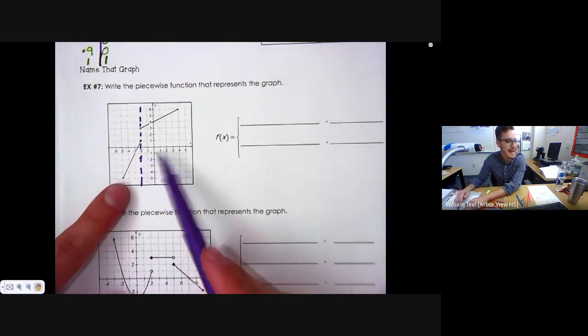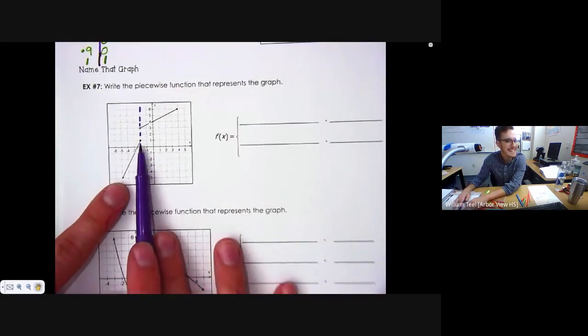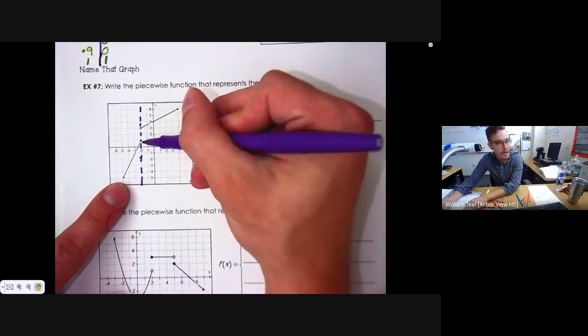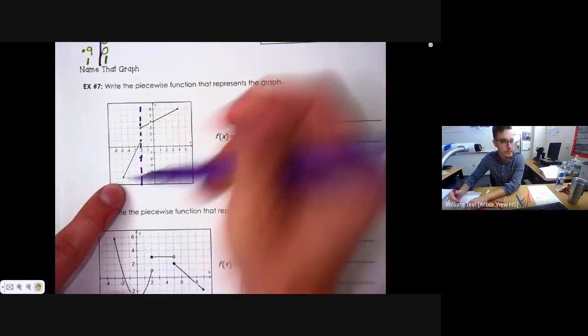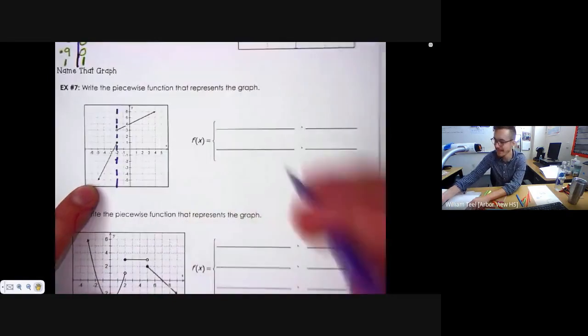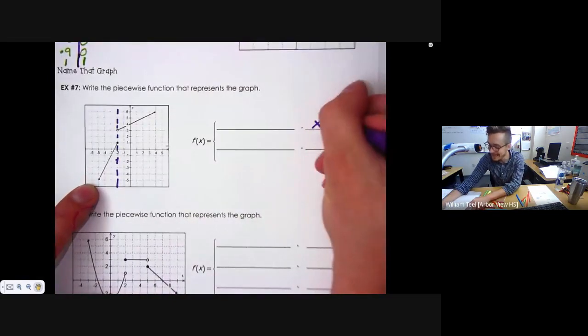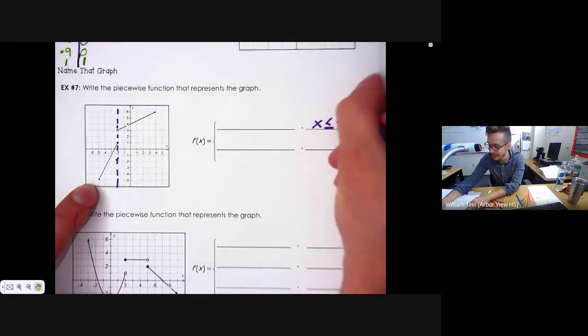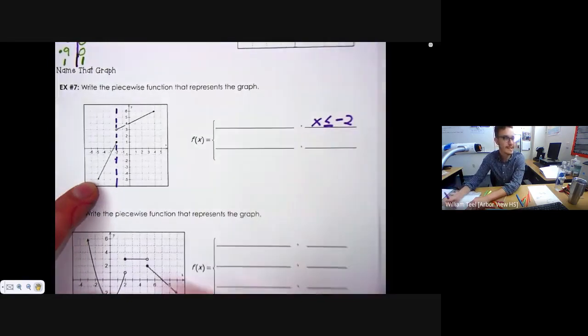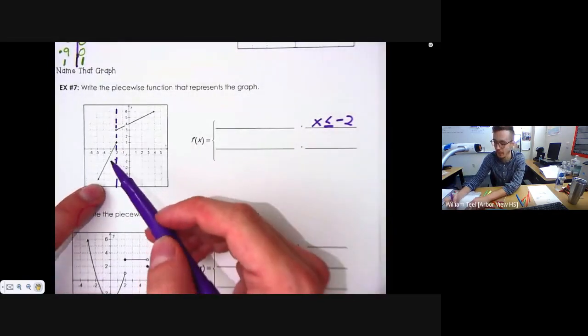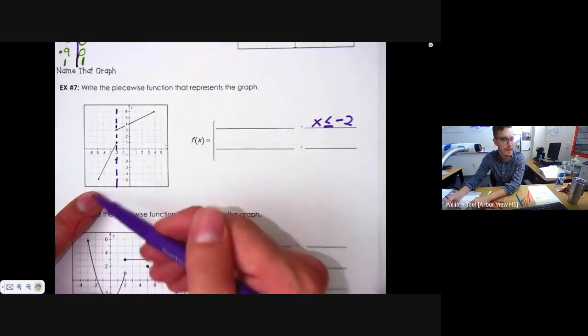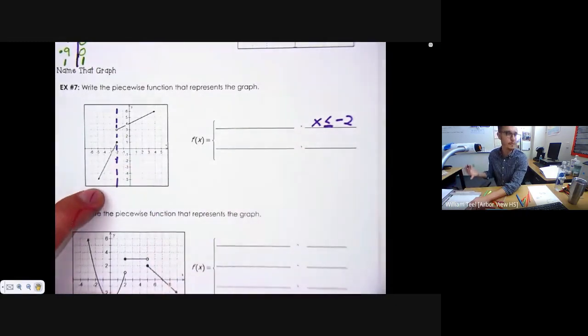On the left-hand side, this is all values where x is less than. Since this is a solid dot, it's going to be less than or equal to. So on the left-hand side, x is less than or equal to -2. So let's go ahead and figure out what this equation is. This is obviously a linear equation, so I can figure out what the slope is, and then use that to figure out what the equation is.